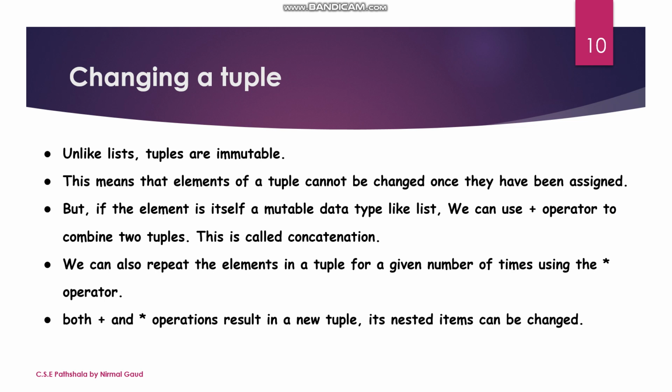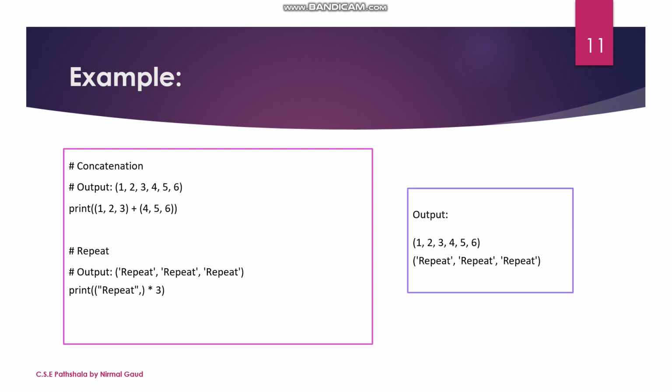For changing a tuple, unlike lists, tuples are immutable, whereas lists are mutable. This means that the elements of the tuple cannot be changed once they have been assigned a value. But if the element is itself a mutable data type like a list, it can be changed. We can use the plus operator to combine two tuples, that is concatenation, and to repeat the elements in a tuple for a given number of times using the star operator. Both plus and star operations result in a new tuple. For concatenation and repeat, the program is there.